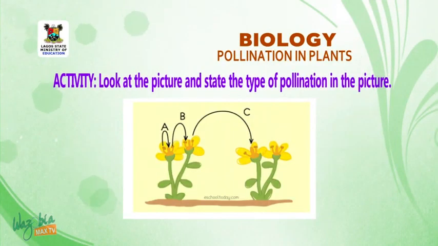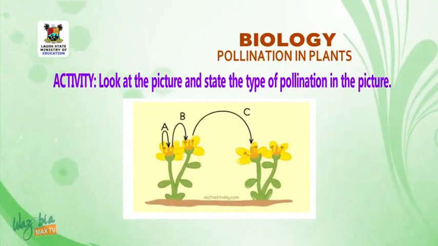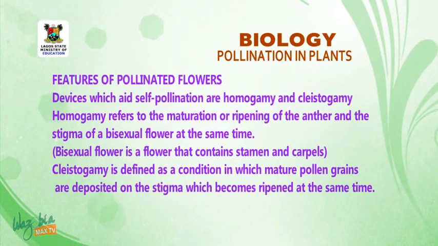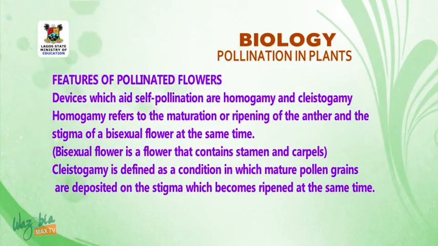Now we go into student activity. Look at the picture. Take note of your observation. State the type of pollination that you can see in the picture. Waiting for your response. Good. For A and B, it represents self-pollination. C represents cross-pollination. Now we go to the discussion on features of pollinated flowers.